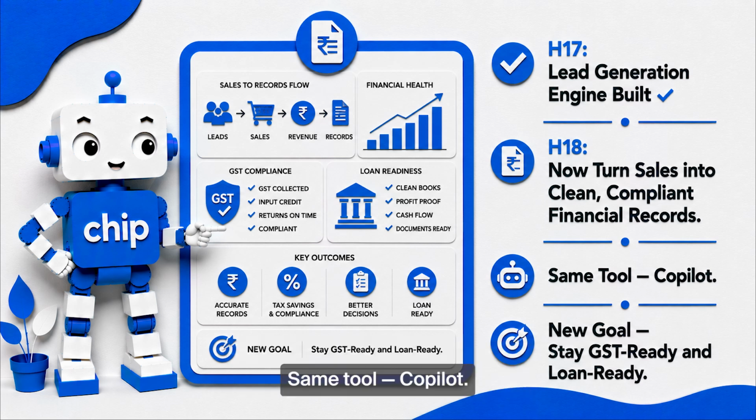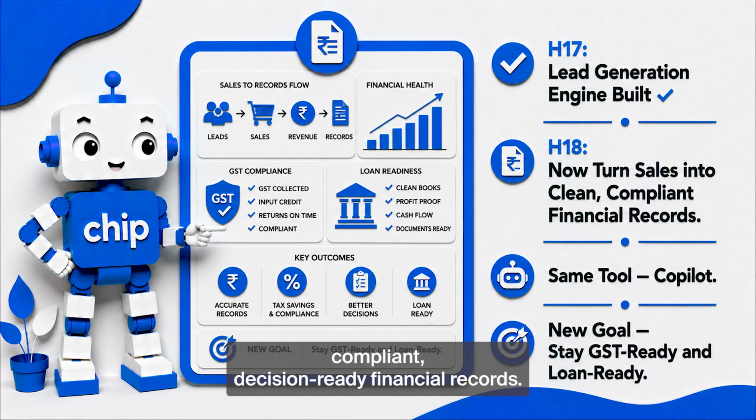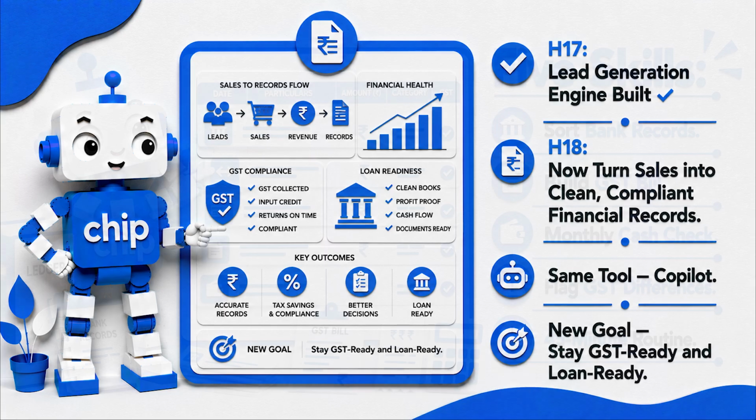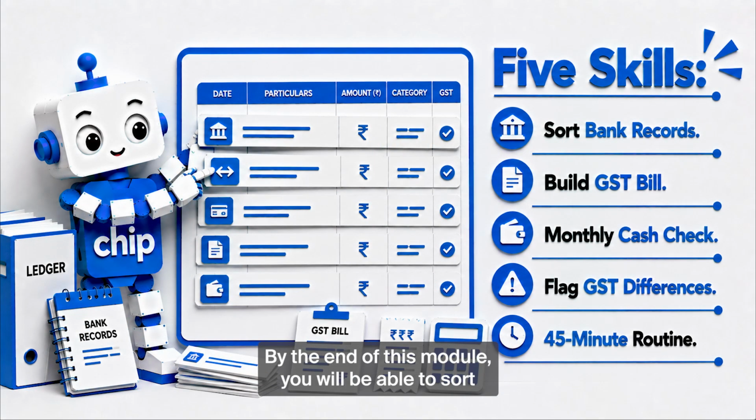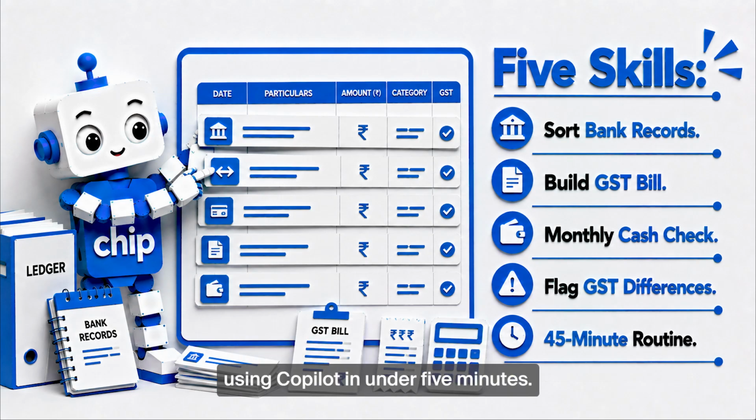Same tool, Copilot. Same skill, structured prompting. New goal: turn revenue into clean, compliant, decision-ready financial records. By the end of this module, you will be able to sort 3 months of your bank transactions into clear groups using Copilot in under 5 minutes.